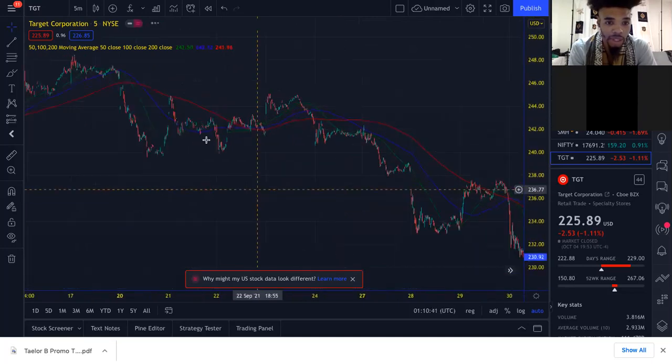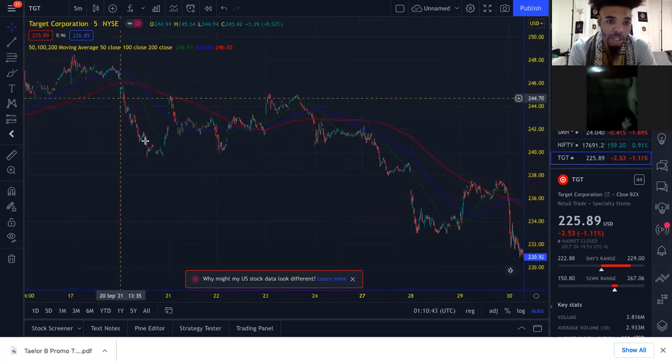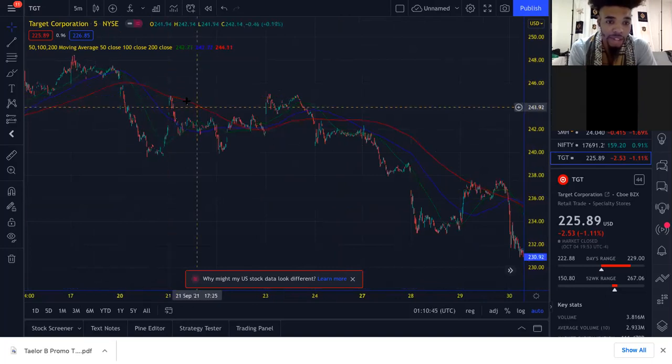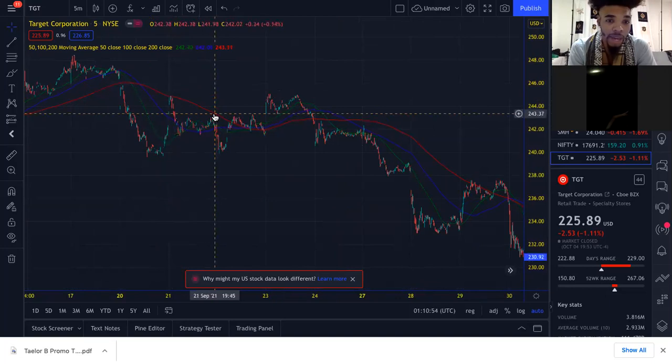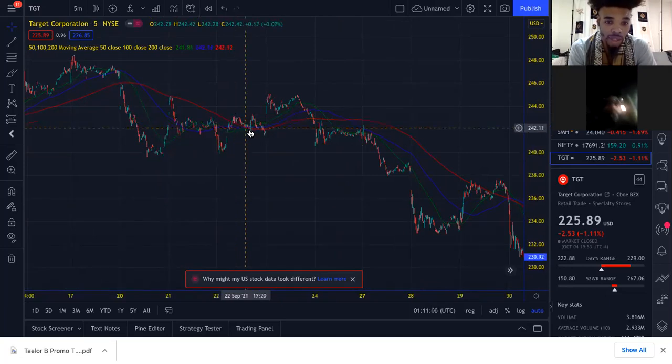Okay, so this looks like a little bit of respect. You see the red line, the 200 MA, right? Price goes up, stops directly at the 200 MA, and then comes back down. Comes back up again, stops close to the 200 MA, comes back down. Goes back down again, comes back up, goes a little bit above, and then comes back down. You see what I'm saying?